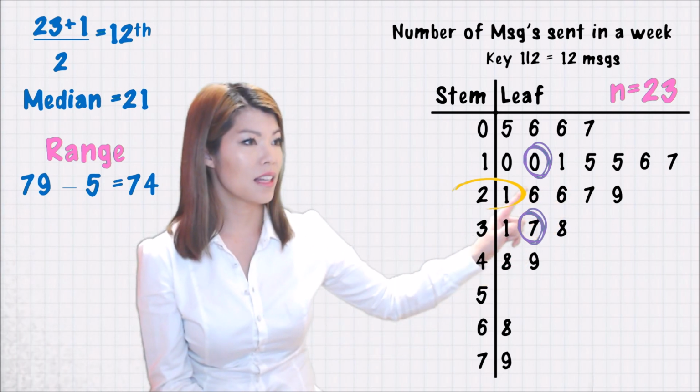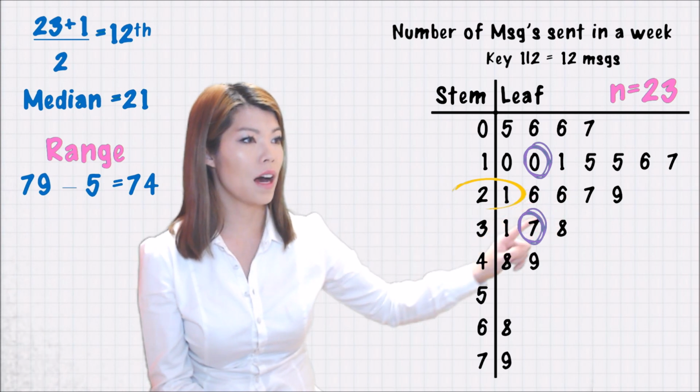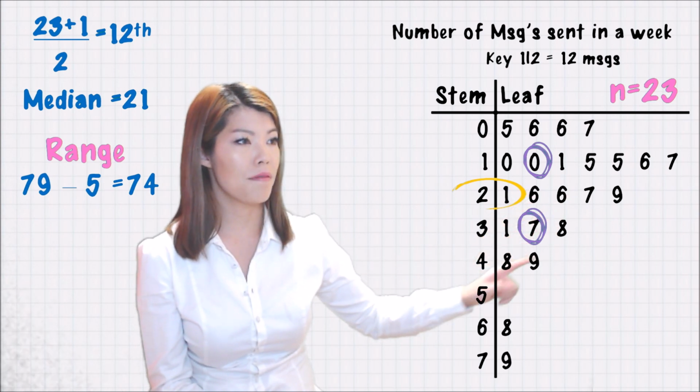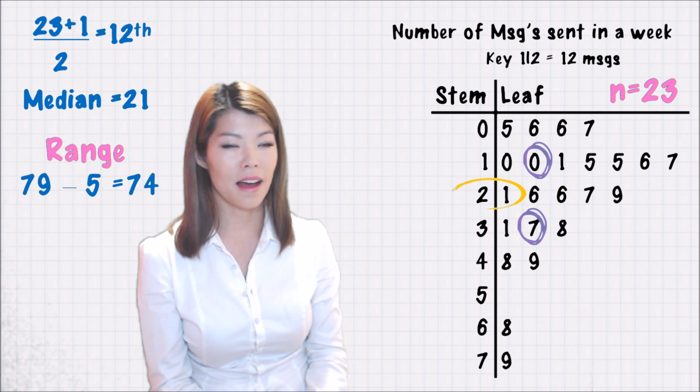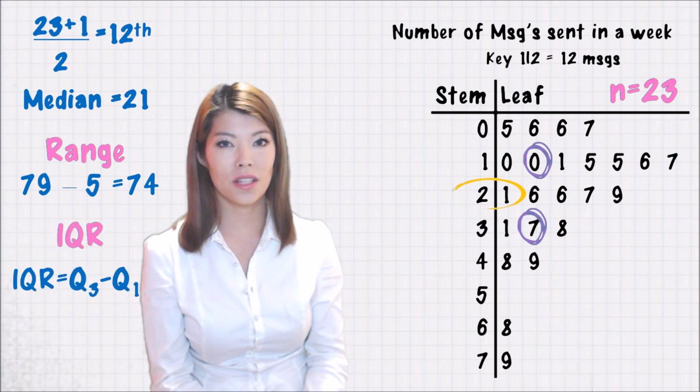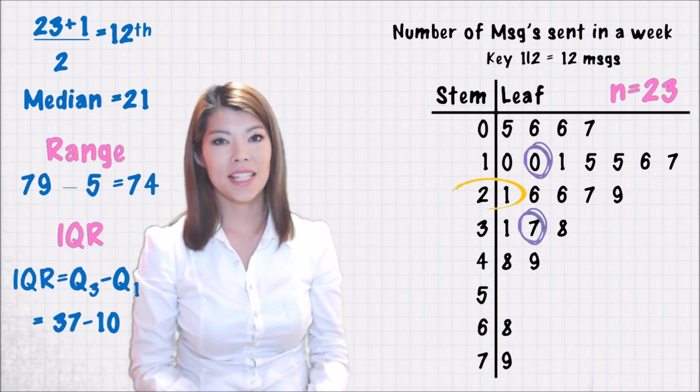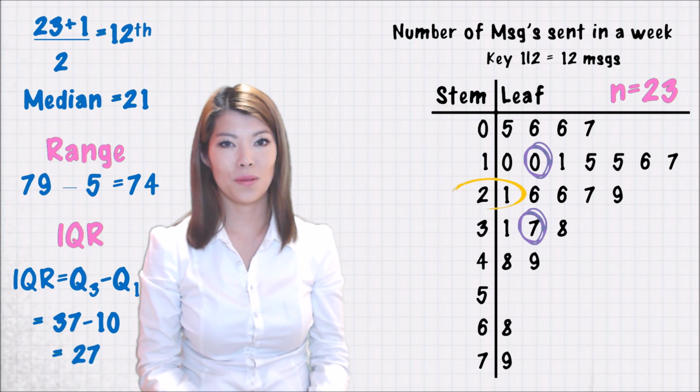And you can check. You can see that there's clearly 5 from the middle on this side and 5 along the other side. So again, the interquartile range is Q3 minus Q1. So 37 take away 10, which is 27.